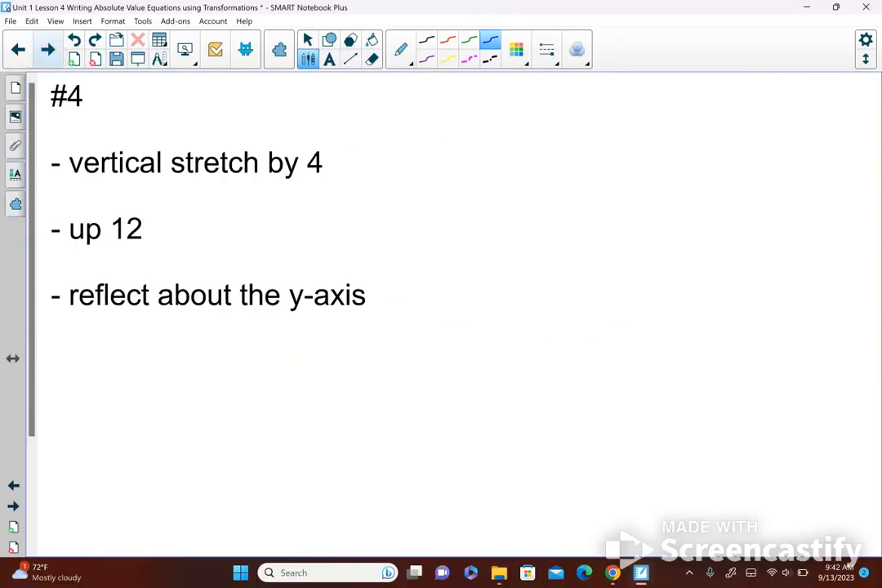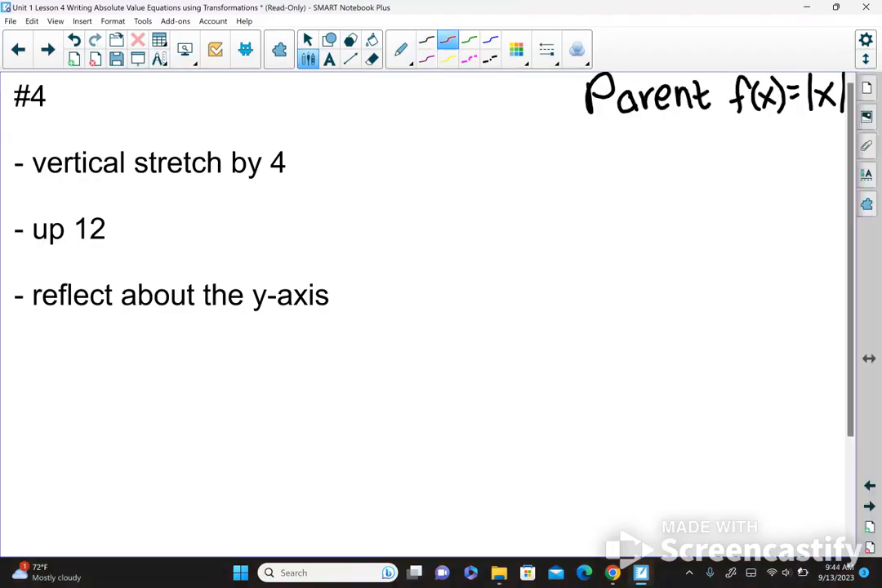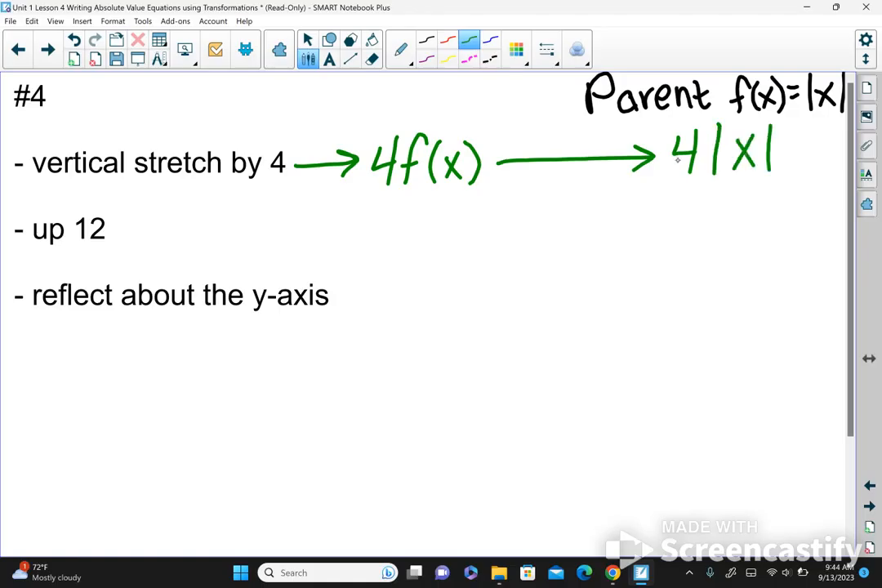And number 4 has the same transformations as number 3 in a different order. Again, we want to work in the order given to us because we are writing different equations. So our parent, same starting point, absolute value of x. So a vertical stretch by 4, function notation-wise, is multiplying by 4 on the outside. Right now, our equation is simply the absolute value of x, so we have 4 times the absolute value of x, keeping that multiplication on the outside of our grouping symbol.